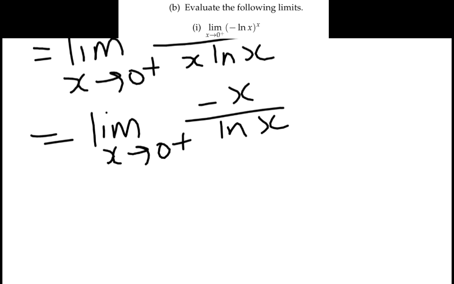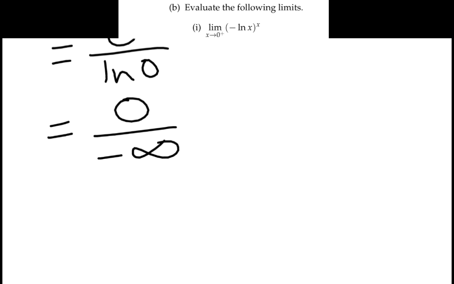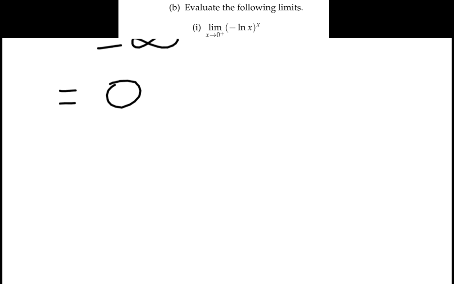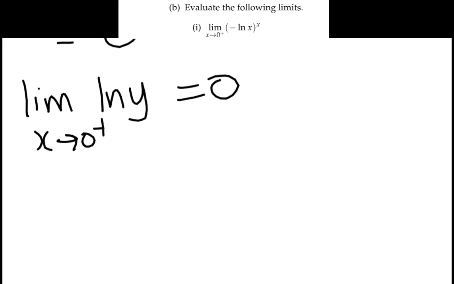Now we can substitute 0 into the functions, and what we have is 0 on top, ln 0 at the bottom. Remember, we're approaching 0 from the positive direction, so that gives us 0 over negative infinity, and 0 divided by negative infinity is always going to give us 0. Now, this is not our final answer. This here is the answer to the question, what is the limit of ln y as x approaches 0 from the positive direction? That is equal to 0. But that's not what we want. We want the limit of y.